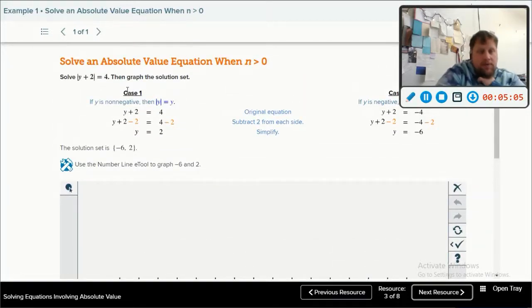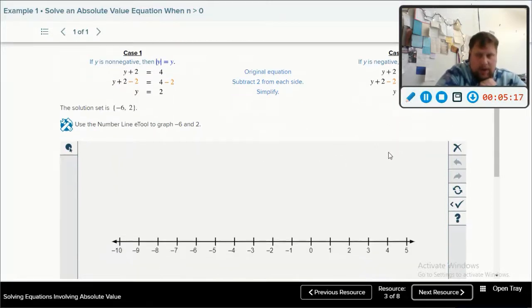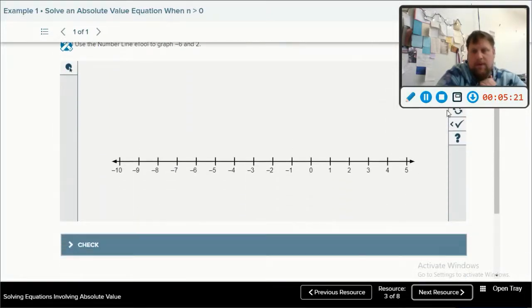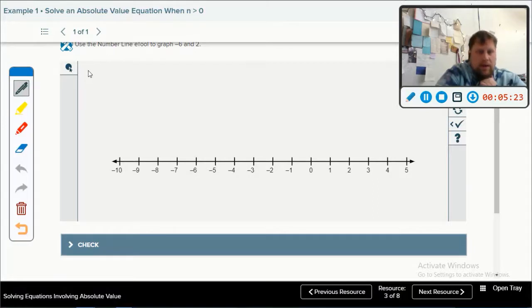Solve an absolute value equation when n is greater than or equal to 0. And the n it's talking about in this case is like the 4. We're just setting it equal to something. Okay? And I actually want to take this real quick. So this is absolute value of y plus 2 equals 4.